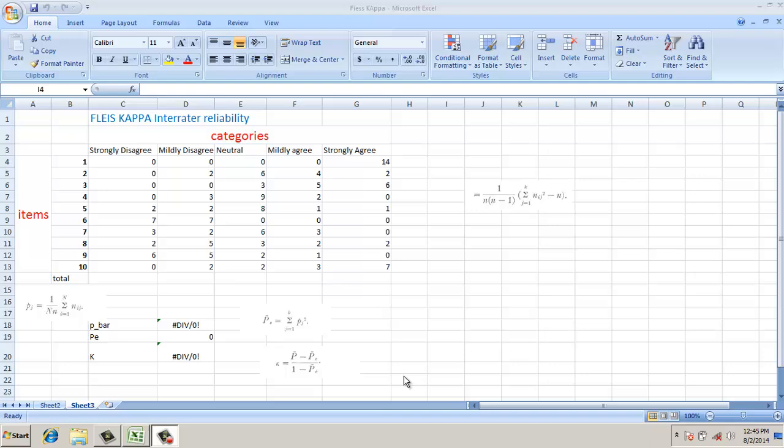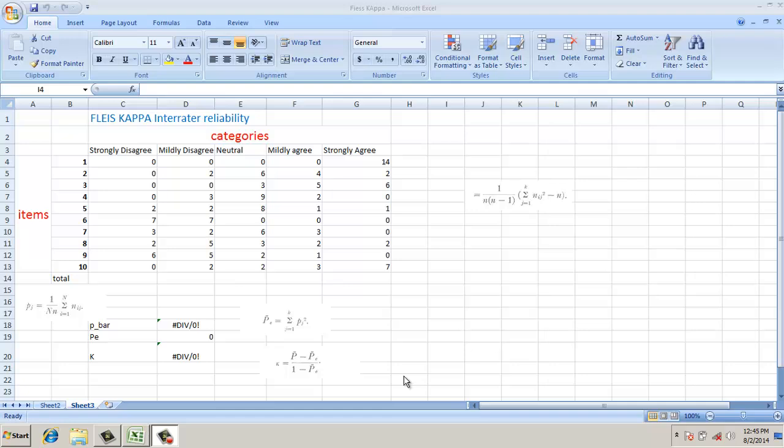Hi, this video is about calculating Fleiss Kappa. Fleiss Kappa is used for calculating the inter-rater reliability. For example, you are analyzing a scale and you want to know how different raters view each item of the scale, maybe in terms of clarity.